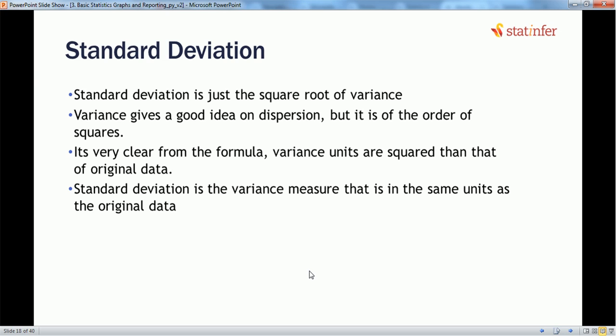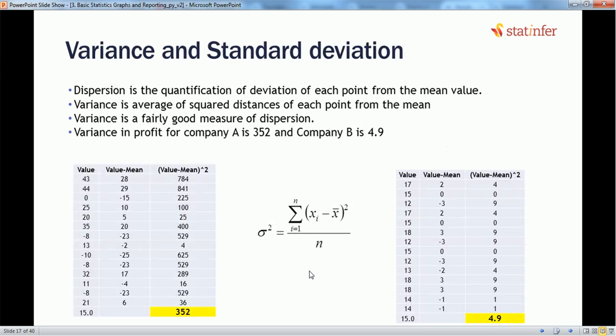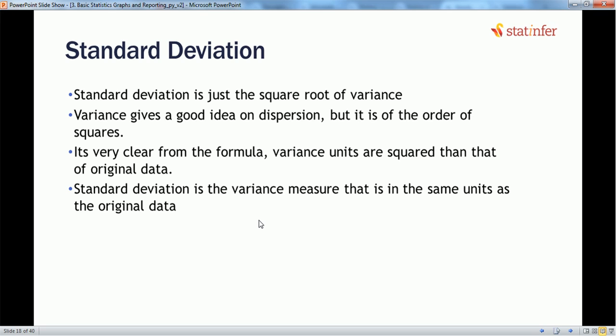So what does standard deviation do? Standard deviation quantifies the variation in the same unit of the variable. Variance is the square of standard deviation, meaning if the value was in meters, the variance would be in square meters. If the value is in meters, the standard deviation would be in the same unit, which is also meters.